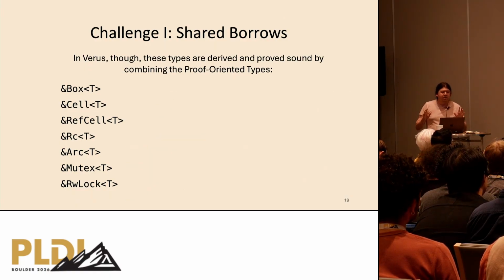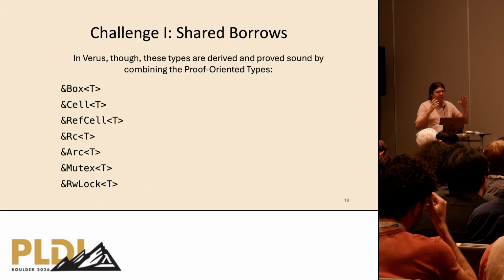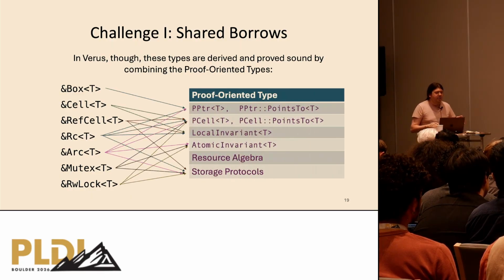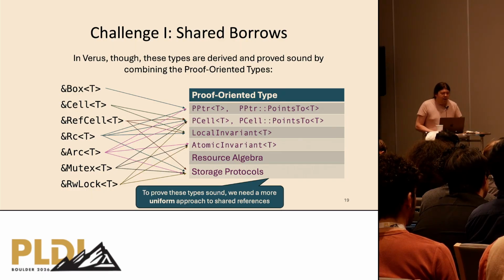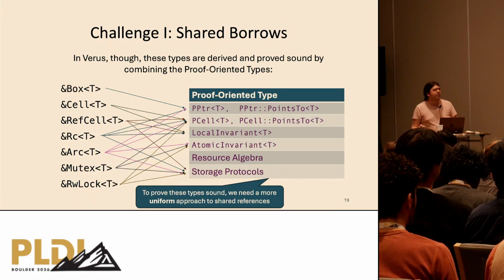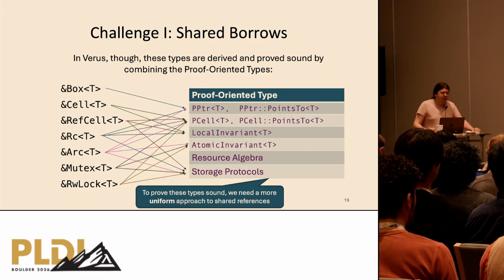But again, Verus works differently, because in Verus, these kinds of types can be derived and proved sound by combining the proof-oriented types. So again, it's the proof-oriented types which are considered primitive for the purposes of this work. And the issue then is that since these proof-oriented types capture all the complex sharing behaviors that the Rust library types do, we need a more systematic, uniform approach to constructing these sharing predicates of all these proof-oriented types than the ad hoc per-type approach used by VerusBelt.